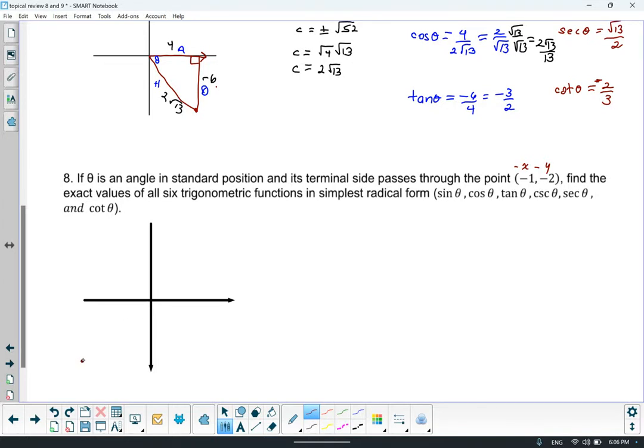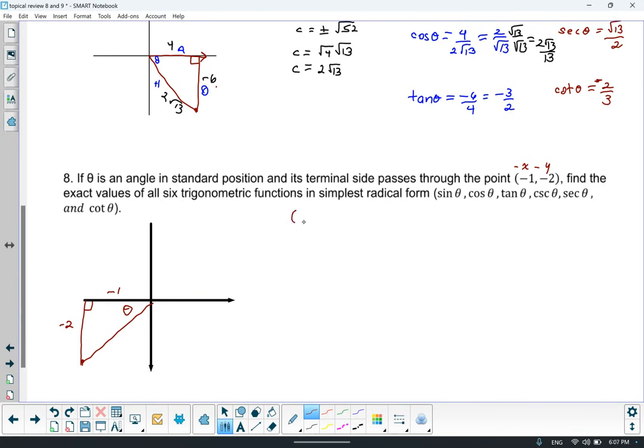So here's that point. From that point, I'm going to draw a perpendicular line to the x-axis. And from the origin to that point, I'm going to draw my radius or my hypotenuse and form a right triangle. I know it's a lousy right triangle. Please forgive me. And here's my angle theta, and I'm going to label the sides. So this is -1, and the vertical is -2. And now I want to find the hypotenuse.